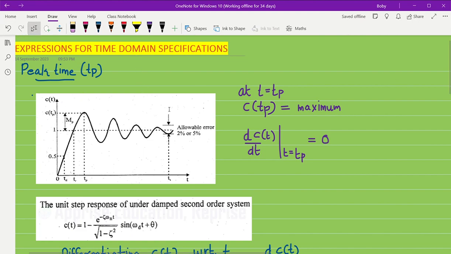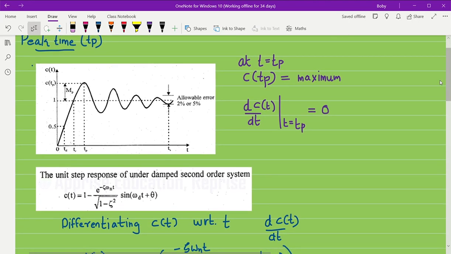we all know that at time t is equal to TP, C of TP is equal to the maximum value. So peak time is the time at which C of t becomes maximum. So we can see this is TP, peak time, at which C of t becomes maximum. So how to derive an expression for this peak time?